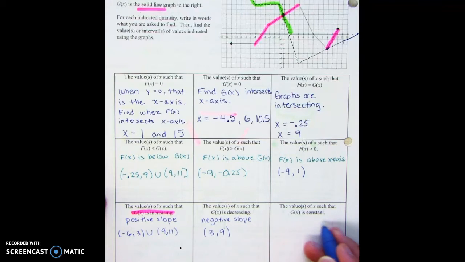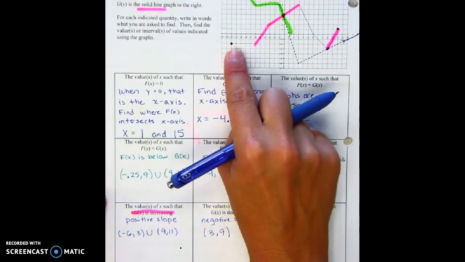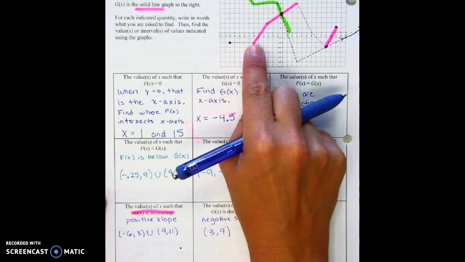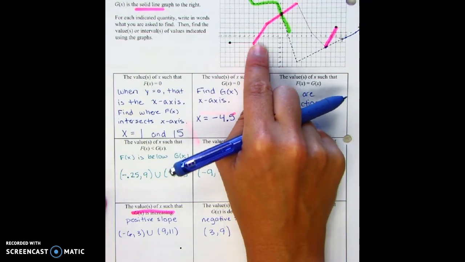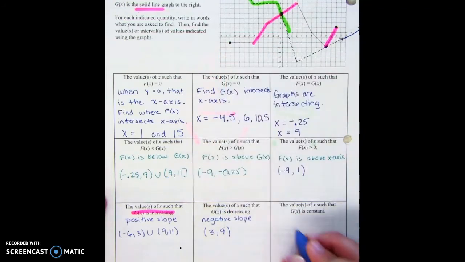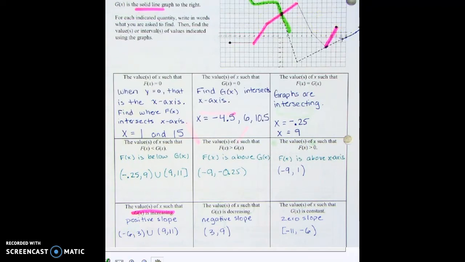All right, where is G constant? G is constant right here. Now, normally we don't include these turns because at the turn it's neither increasing or decreasing, but we will include this endpoint. So a constant means a zero slope, and we're going to include from -11 to -6, but then not include the -6.